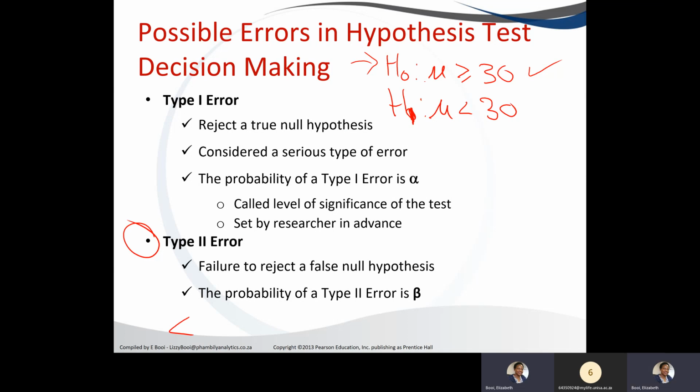If we are not rejecting that null hypothesis, we are creating a type 2 error. If we're not rejecting that, that is what we're failing to reject the false null hypothesis.